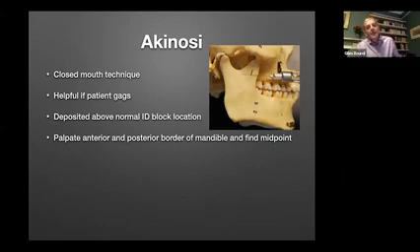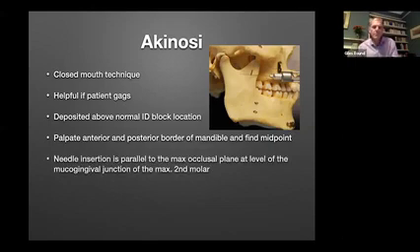You palpate the anterior and posterior border of the mandible, and you find the midpoint between those. And your needle insertion is parallel to the maxillary occlusal plane at the level of the mucogingival junction of the maxillary second molar.